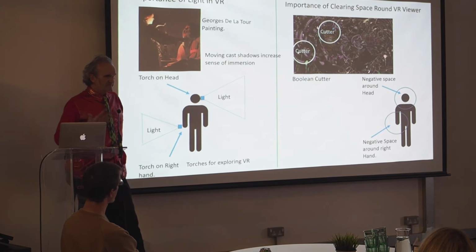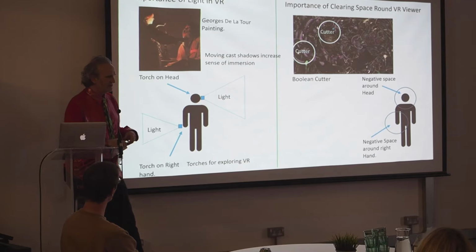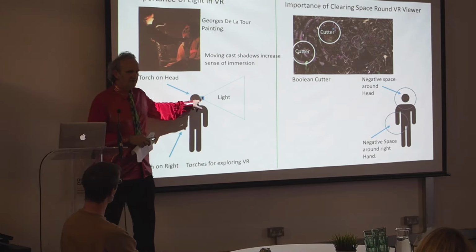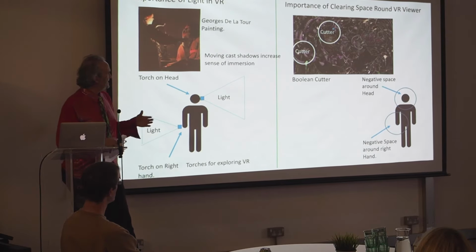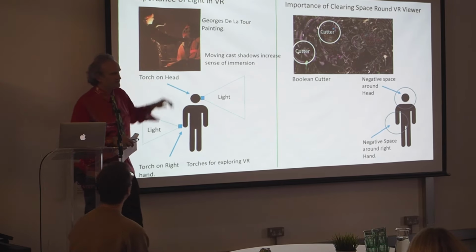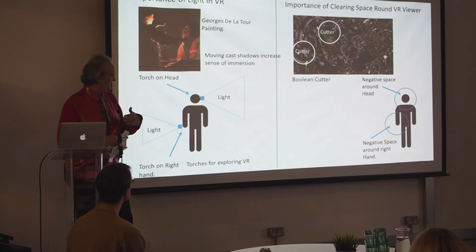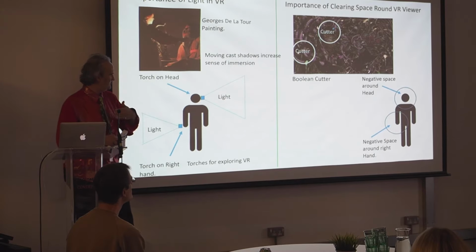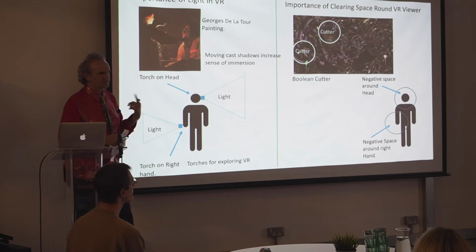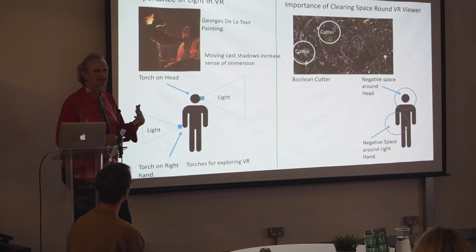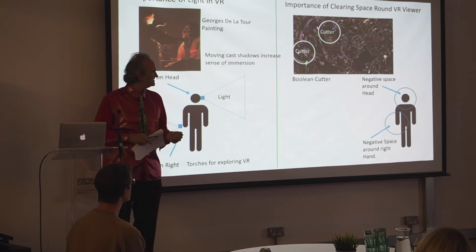Other tricks we've found from our point of view, lighting is really important in VR. And what we do is, this is our viewer, we give them a miner's lamp, and we give them a torch. And actually, a bit like George de La Tour's painting, if the viewer moves in VR, the shadows move accordingly based on their light position. And that, again, is a really strong visual cue, because everyone understands that. Everyone's walked around at night holding a torch, you immediately get it.